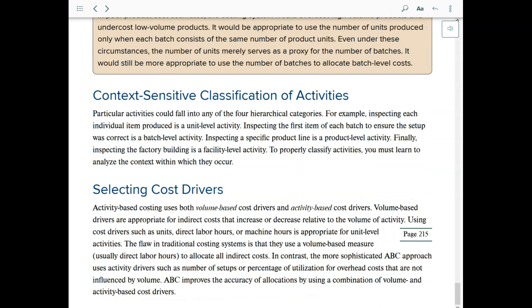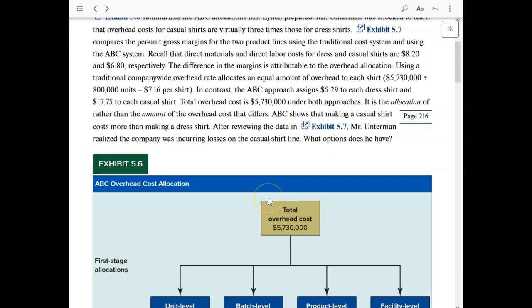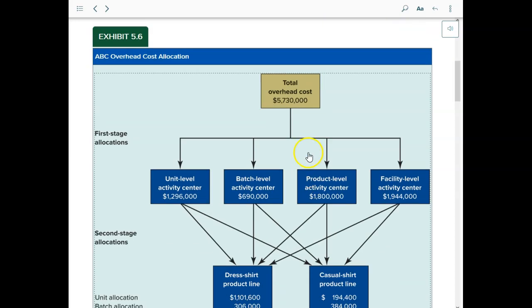So read the rest of this page yourself, and let's go to the next page. Now, let's put it all together. Now remember, under the traditional approach, we had $5,730,000 to divide up and get allocated to dress shirts and casual shirts. Under the ABC system, we had 4 cost centers.